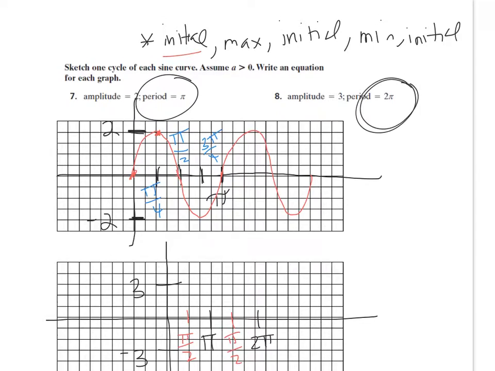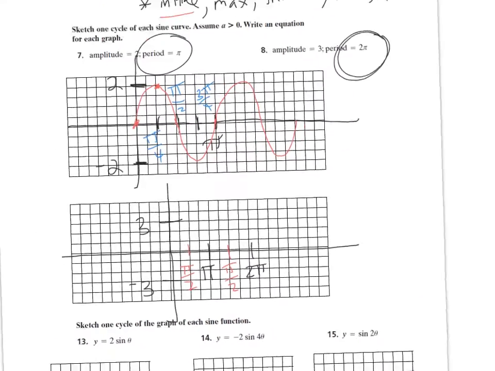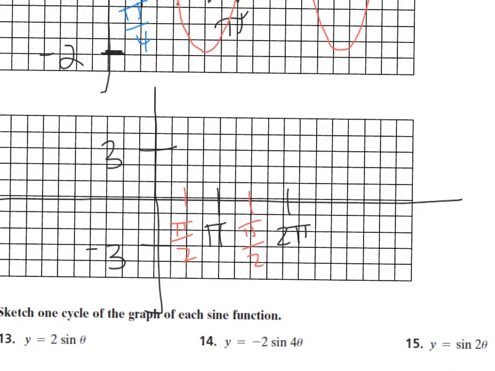So down here, my period was 2 pi. So I went to 2 pi over here, and then I took 2 pi and I cut it into fourths. So half of 2 pi is pi, half of pi is pi over 2, and in between here is 3 pi over 2. And then I marked my amplitude of 3 and -3. So sine starts at 0, and it goes 0, max, 0, min, 0. That's if it's starting at 0.